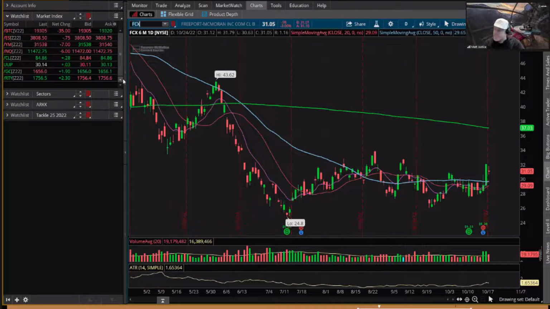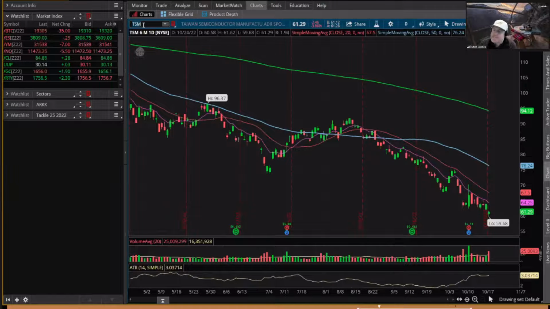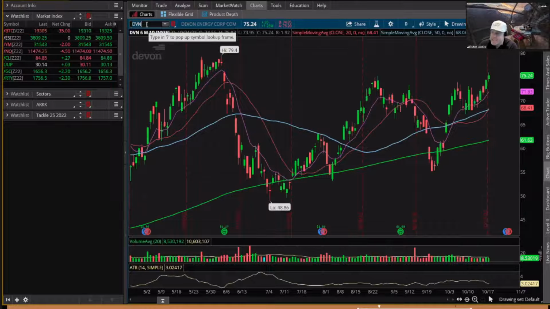There's been some dogs there, no doubt about that. You want to see a dog? Oh, man. You want to see the biggest dog on the Tackle 25 this year? Taiwan Semiconductor. It is a fantastic company, but it's the biggest dog on the Tackle 25 this year. It's down 49% year to date. The biggest winner on the Tackle 25 so far, shocker, Devon Energy, up 72% year to date.